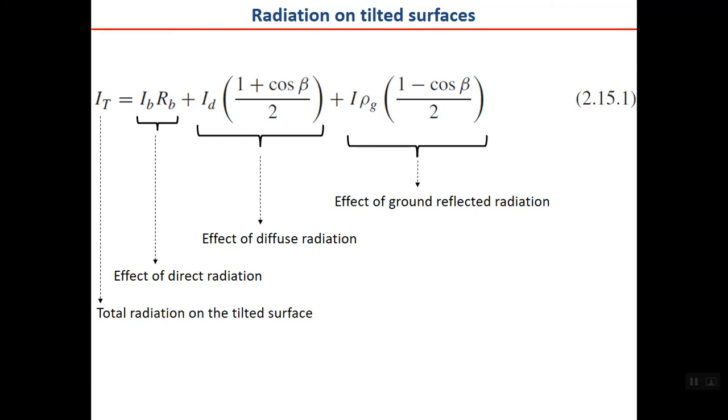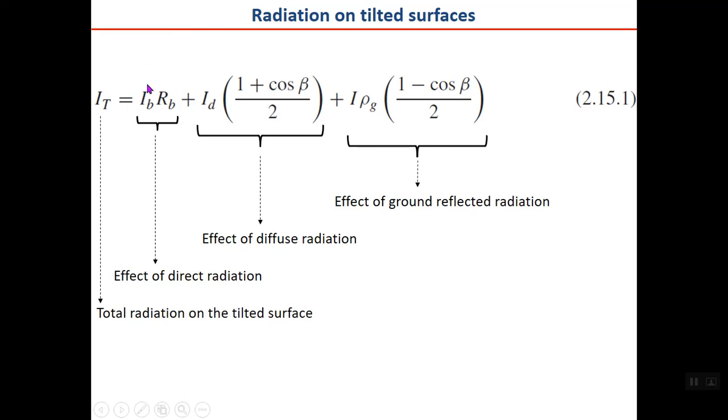When you have a tilted surface, this is a general formula. This is the general formula for the isotropic model. As you can see here, IT, which is the total radiation on the tilted surface, is the sum of three parts: effect of direct radiation, effect of diffuse radiation, and effect of ground reflected radiation.